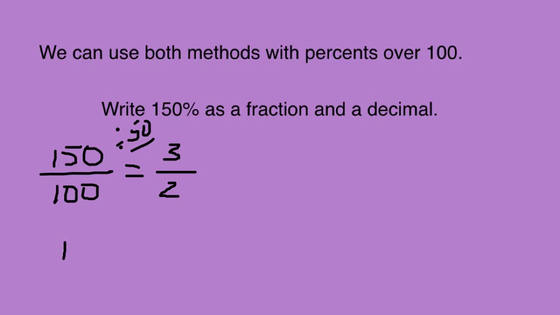Now write 150% as a decimal. Again, just move 2 places to the left. There are 2 zeros in 100, so move 2 places to the left. So if I have a percent that's over 100, this is the decimal, 1.50.